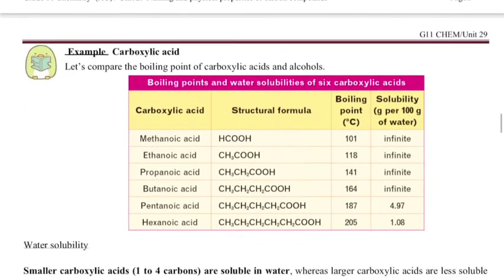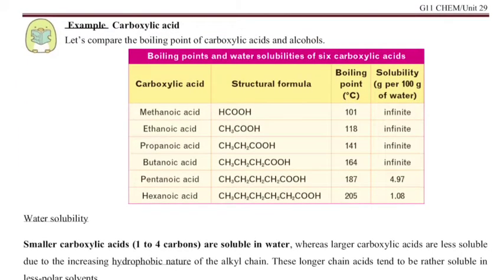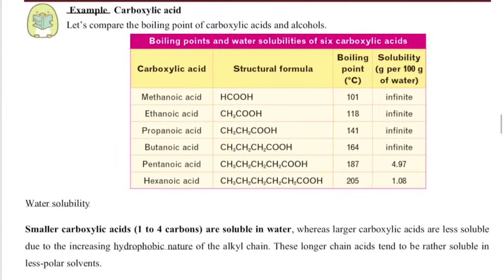Here we got another example. This table lists out the first 6 carboxylic acids. And again, as we go down this table, the carbon chain increases, the boiling point also increases, and the solubility decreases. So how do we explain these two trends?